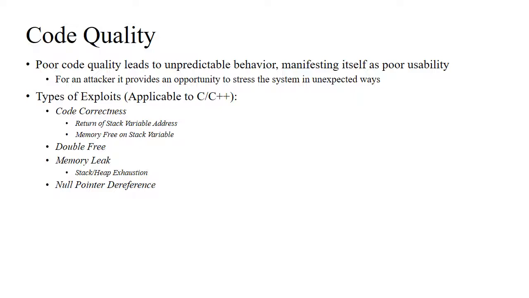Now, code quality doesn't necessarily relate to faults in the programming language itself, but more along the lines of sloppy programming practices by a developer, which leads to unpredictable behavior and poor usability. Types of these attacks are code correctness, double free errors, memory leakage, or null pointer dereferences.